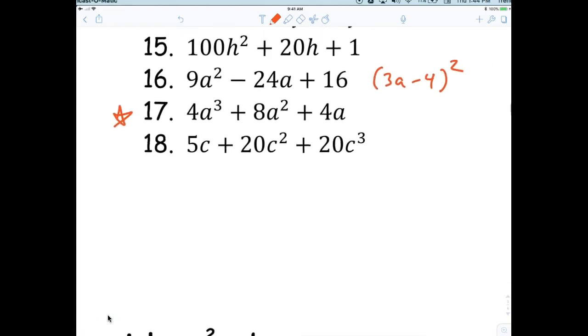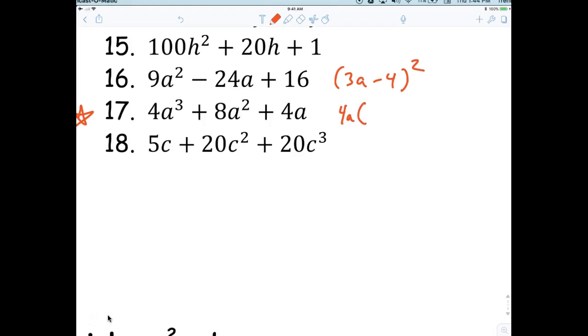So the first thing you're going to do is put down a 4a, and then you will notice that it's a squared plus 2a plus 1. Are those perfect squares? So it's what? 4a times a plus 1 squared. Everybody okay with that? Everybody all right? Anybody have any issues?